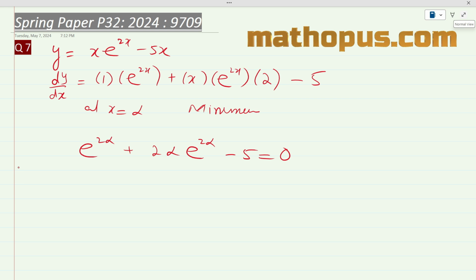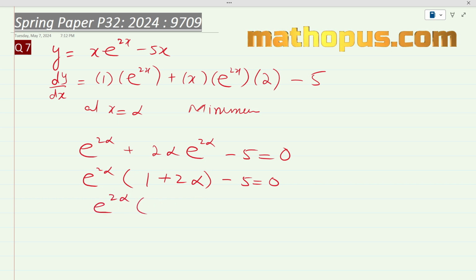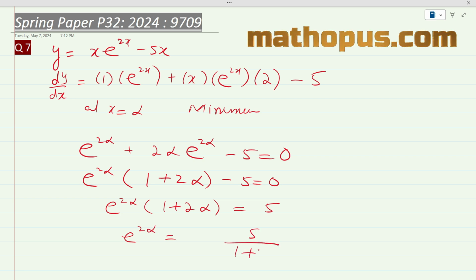So let's take e to alpha common. So e to alpha we take common, e to alpha times (1 plus 2 alpha) minus 5 equals 0. So let's take 5 on the right hand side. So e to alpha times (1 plus 2 alpha) is equal to 5. So e to alpha equals 5 over 1 plus 2 alpha.